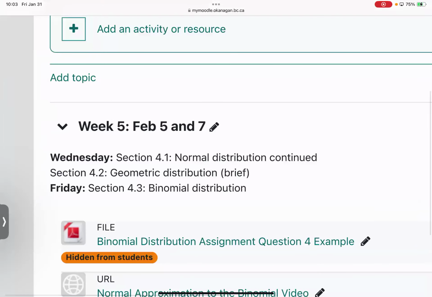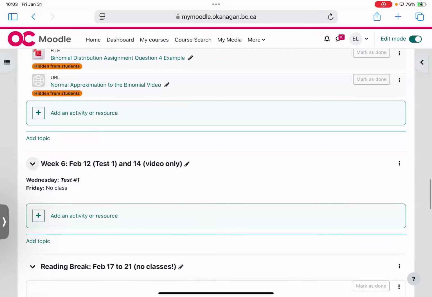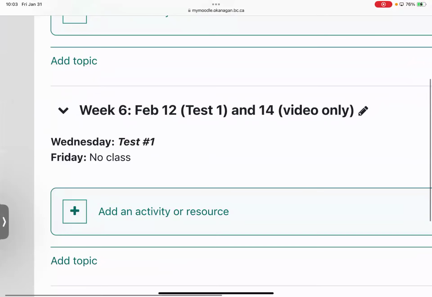Next week, we're going to keep working on the normal distribution, and I've just kind of built in a buffer day. So we might start binomial on the Wednesday if we have enough room, or when I say brief, I mean I'll say what it is and then we move on, right? And just because it's not on the final exam or anything like that. And then we got our test on February 12th.